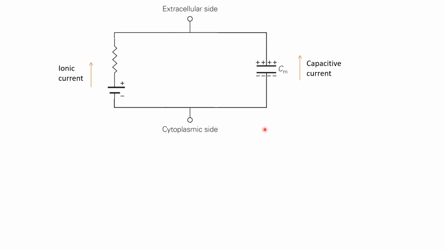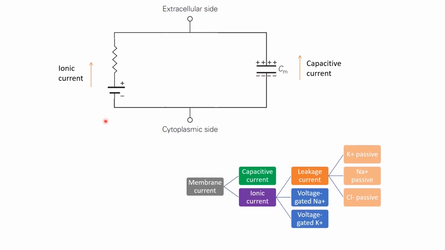The current through the membrane can be divided into various subcategories. Broadly, we have the capacitive current, which is the current that charges the lipid bilayer or charges the membrane. And this current comes into play when the membrane potential is changing. If the membrane potential remains fixed at a particular value, then the capacitive current will be 0. The ionic current is the current that flows through the ion channels. And this can be further subdivided.